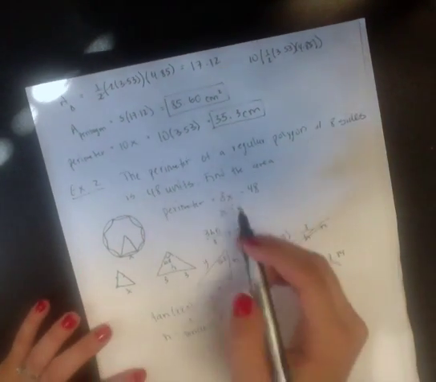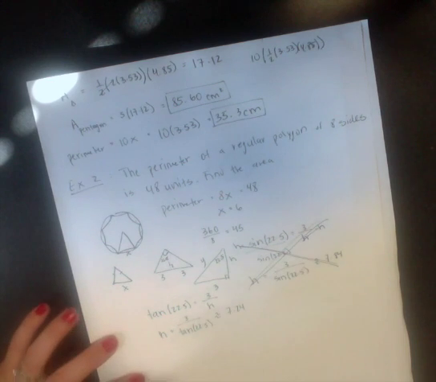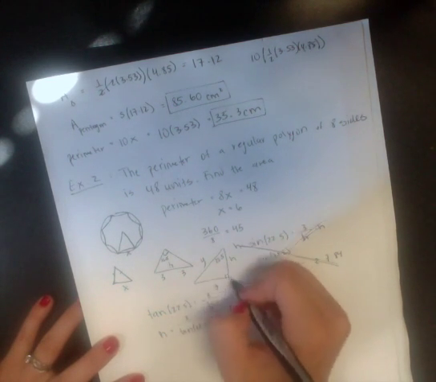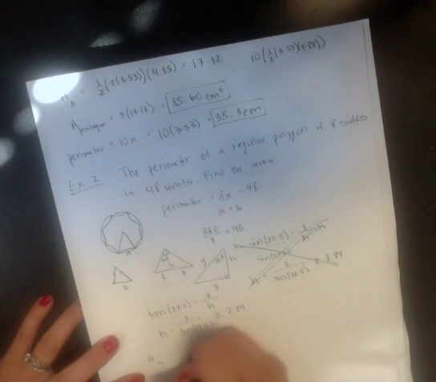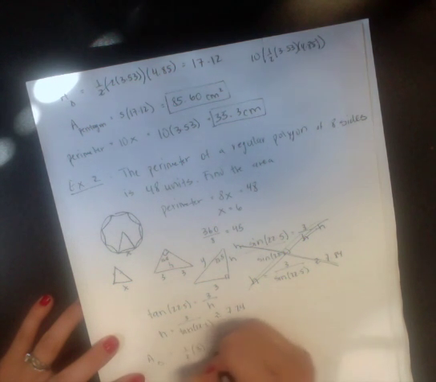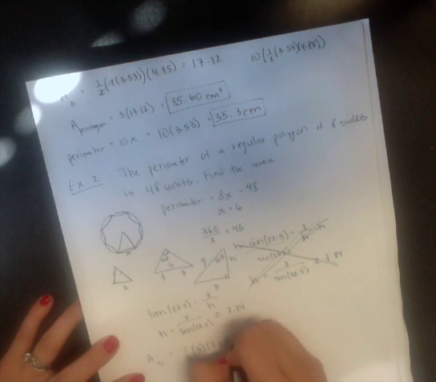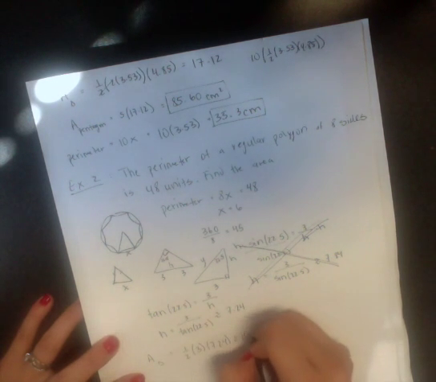So then the area of one of my triangles, of this triangle, right? The area of one triangle is 1/2, my base is 3, my height is 7.24, which gives me approximately 10.9.